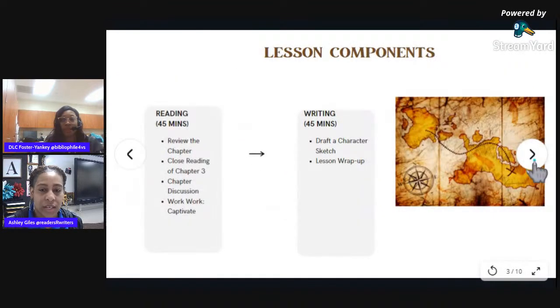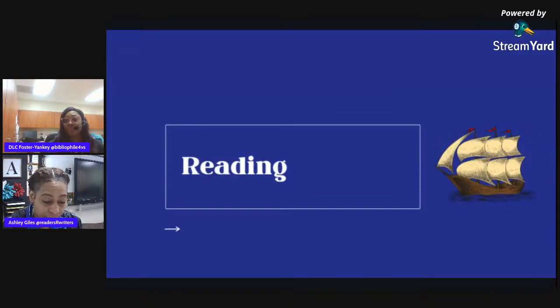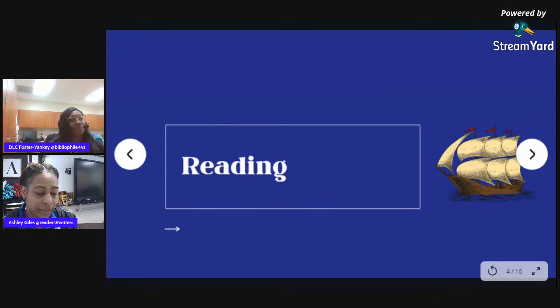There are two components for this lesson: 45 minutes of reading and 45 minutes of writing. Reading is your usual routine: reviewing, close reading with activities and questions, discussing the chapter, and your word work today would be captivate. Then you have writing, 45 minutes as well, where you're drafting a character sketch and engaging in a lesson wrap-up. We are going to dig into the first 45 minutes, the reading component.